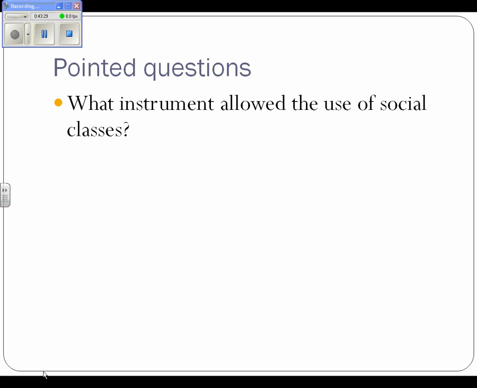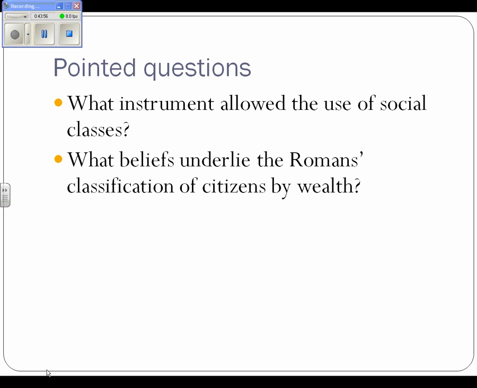What instrument allowed the use of social classes? Yes. Census? The census, okay, which was held every 5 years to conduct an inventory of people's property, their land holdings, and so on. It was also used to look into other characteristics of a person and to assign them to their social classes. Okay. We've already addressed this question right here, a little bit ahead of it.